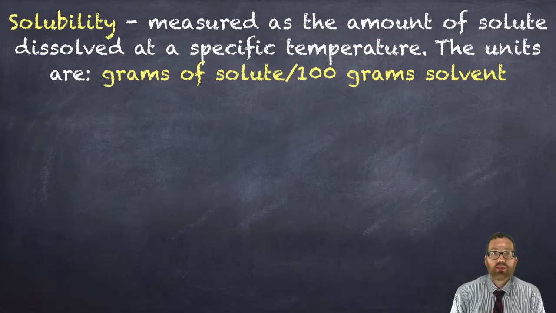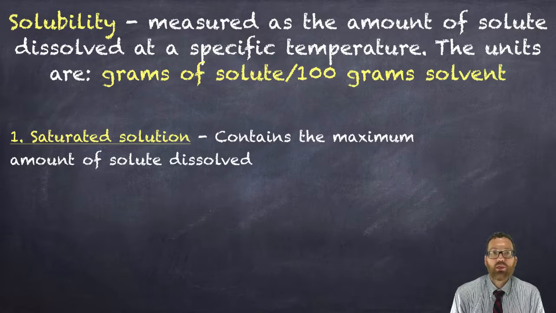The first is solubility. This is what we're measuring here. It's measured as the amount of solute dissolved at a specific temperature. The units that we use for solubility are grams of solute per 100 grams of solvent. It's always 100 grams, and that's going to be important later. Remember that.